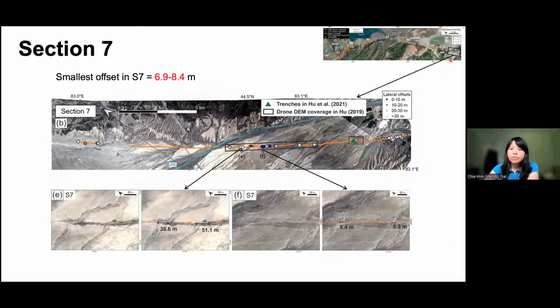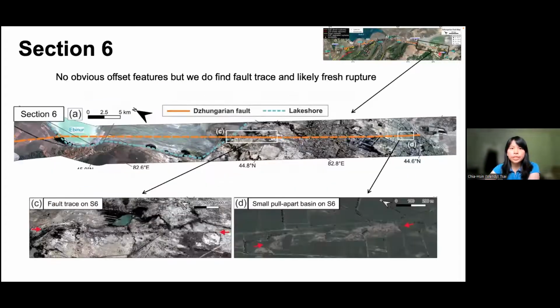First, we look at the southernmost section 7. The offset channels do not have good qualities here because they intersect with the fault obliquely. But we can still find the smallest offset in this section to be 6.9 to 8.4 meters, with some cumulative ones over 50 meters. Moving north to section 6, there are no obvious offset features that could be measured, which is probably due to agricultural activities in this region. But we do find fault traces and a likely fresh pond across the field, showing the fault exists in this section and it did rupture previously.